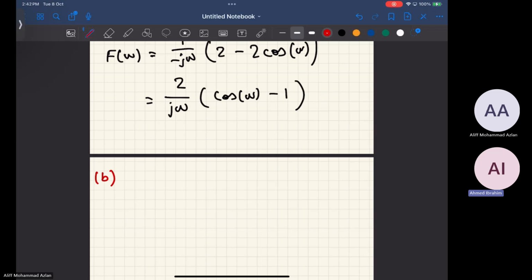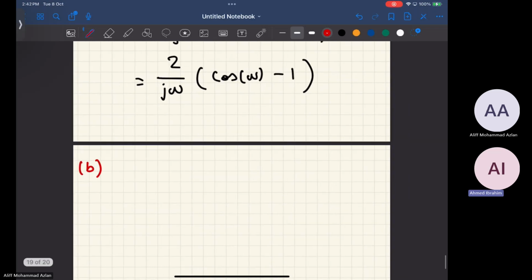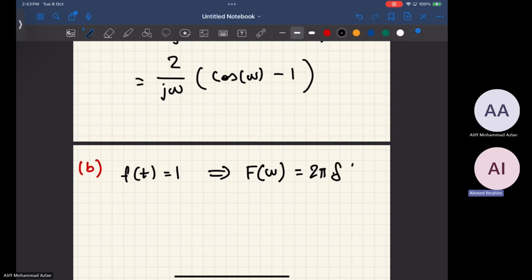And the final question of this paper is asking us to find the Fourier transform of 1. Or particularly, we want to show that the Fourier transform of that results in 2 pi direct delta.